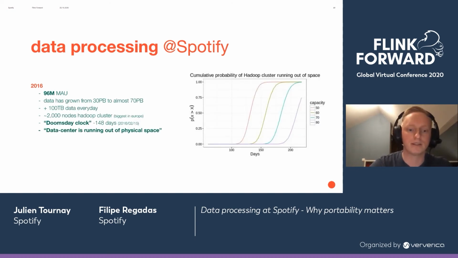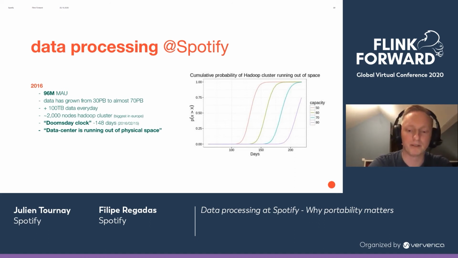In 2016, Spotify had 96 million monthly active users. Data on the Hadoop cluster had grown from 30 petabytes to almost 70 petabytes in just a year. It was adding 100 terabytes of data every day, and the Hadoop cluster was now 2,000 nodes, which I think at the time was the biggest in Europe.